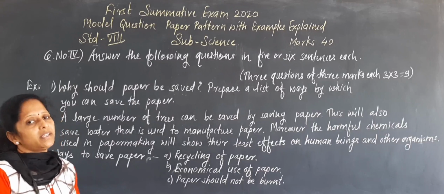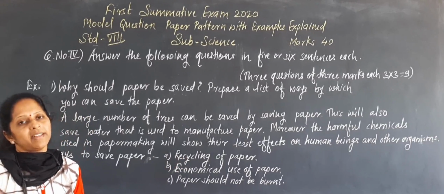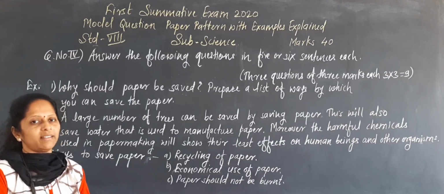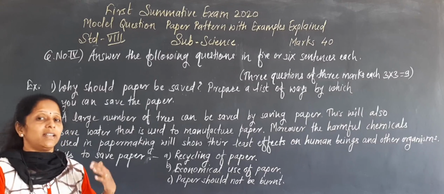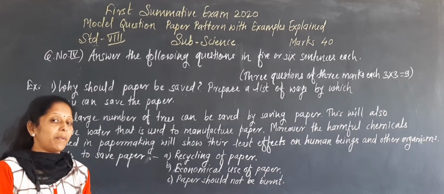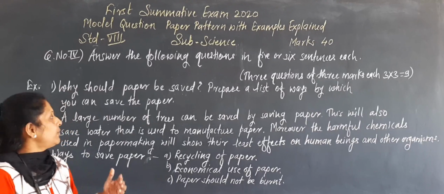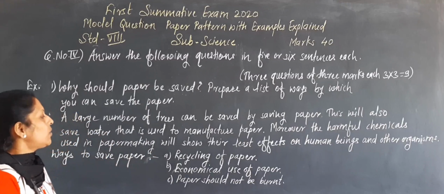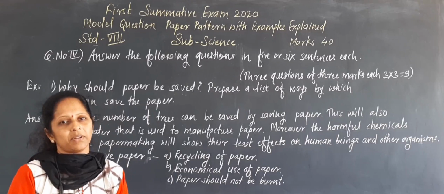The first one I have written here is the recycling of paper. The paper which you used, you recycle it again. Send it to the industry for recycling, which means avoiding the cutting of trees. The papers which you prepared first are used again through recycling, so it will minimize the cutting of trees. So, recycling of paper. Economical use, as I told before also.